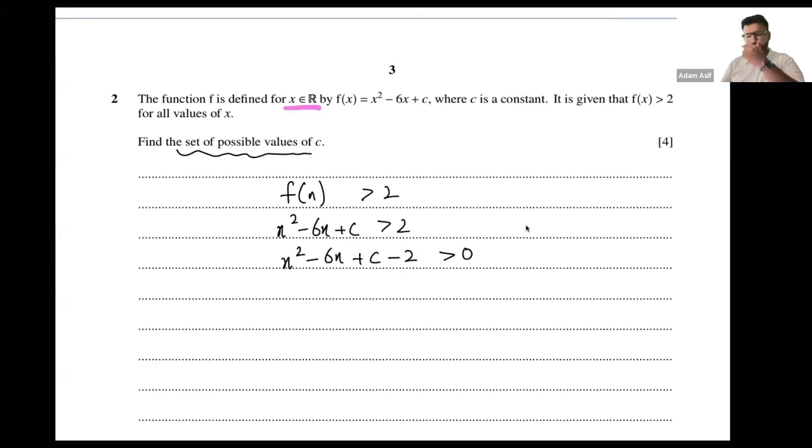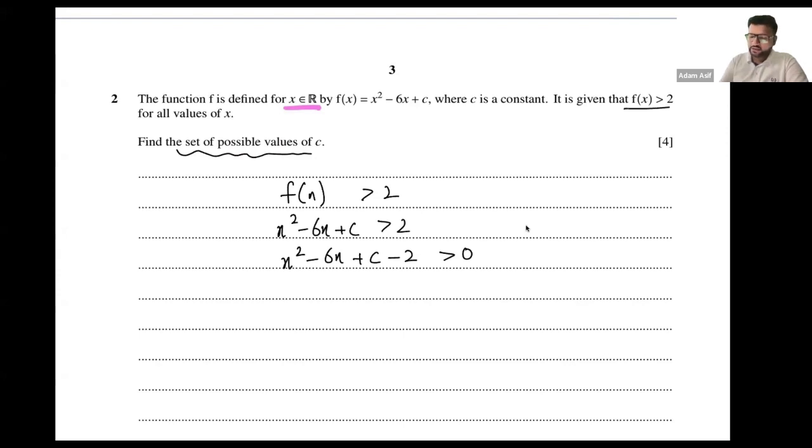Any suggestions? What should we do? What makes you think about the discriminant? How did you come to the conclusion that you're going to apply the discriminant over here? What made you realize that we should apply the discriminant?